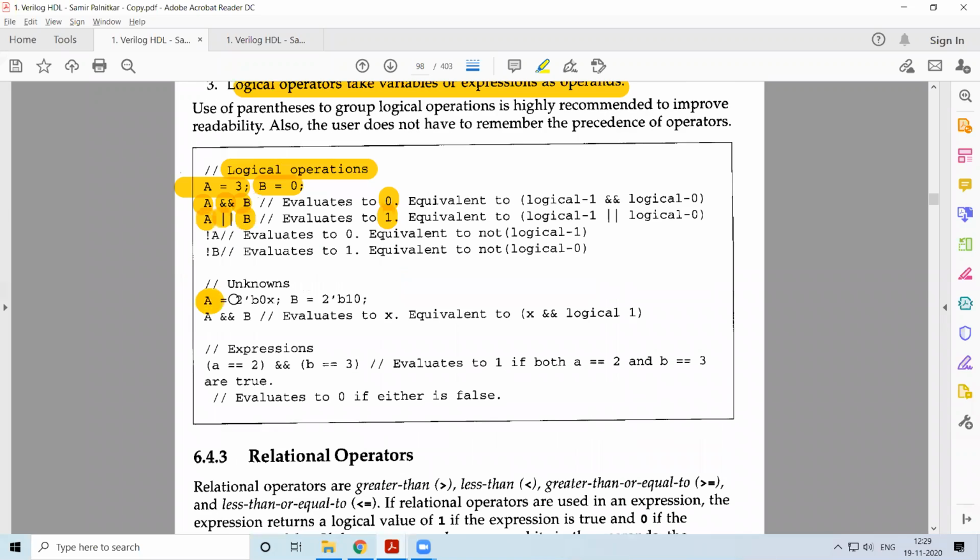And another example wherein you have one term x. If this is the case and you're performing the logical operation, the expression evaluates to x. Now here this is an expression: you're checking whether A is equal to 2. So you're using logical operations with respect to expressions also. Either it should evaluate to true or it should evaluate to false, and that is what this ANDing operation is looking for.